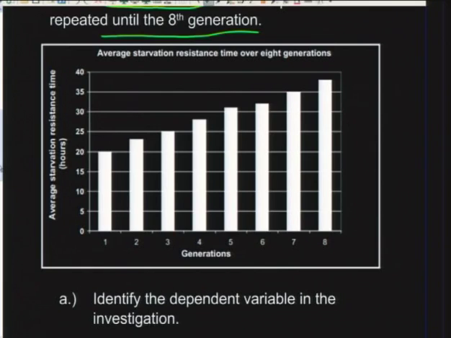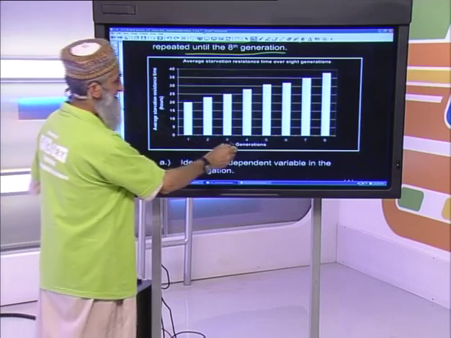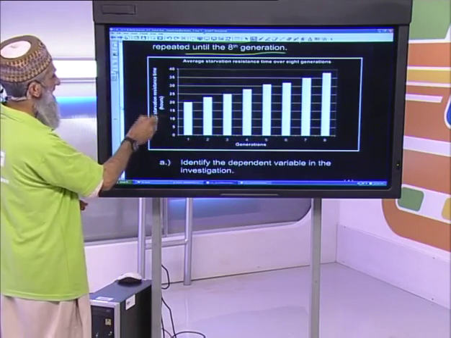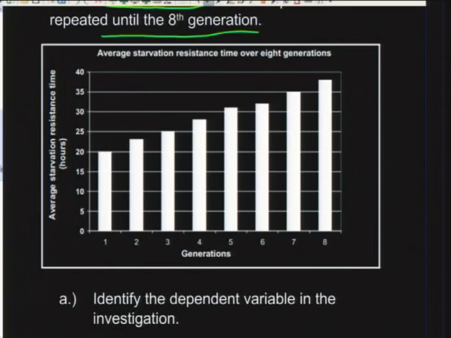This is the average starvation resistance time over 8 generations. That's the heading of the graph. I'm doing that because you must know how to do that when you are drawing the graph. The x-axis, the generations, and on the y-axis, the average starvation resistance time, the dependent variable, the independent variable, the caption. And notice that our intervals are equal there all the time. In terms of a bar graph, the width of your bars and the distance between the two bars must be the same throughout. And in terms of the y-axis, you must have the correct interval.